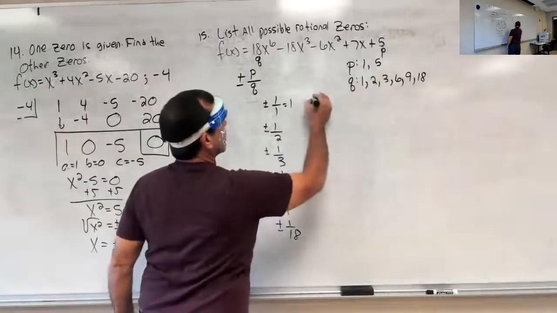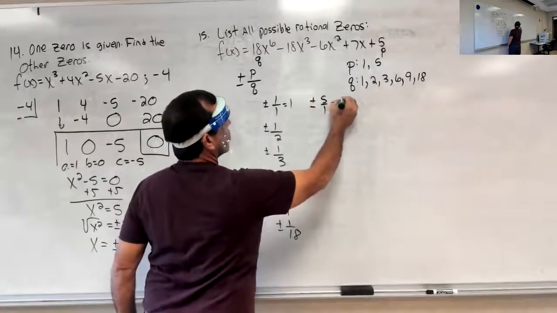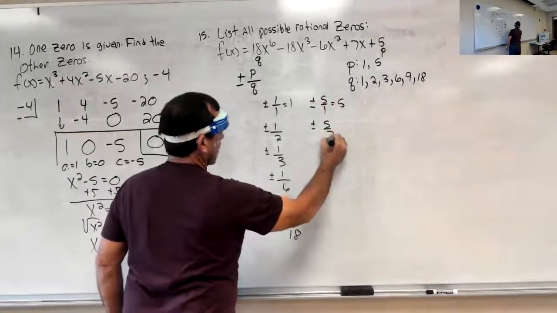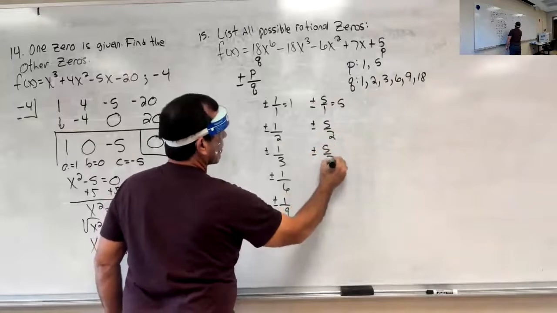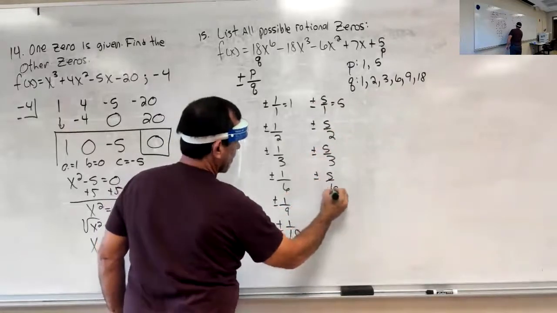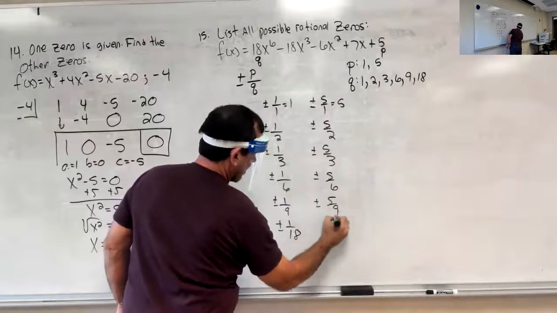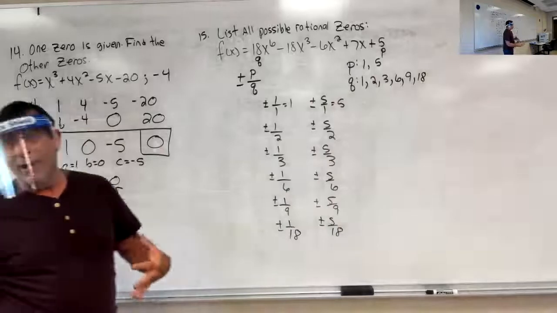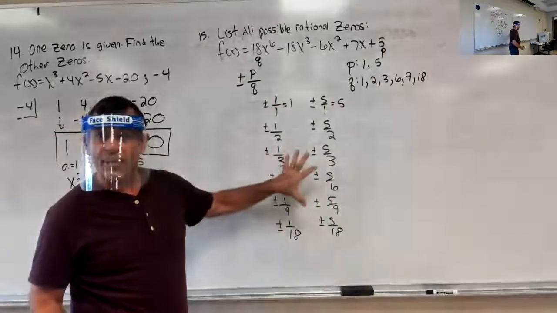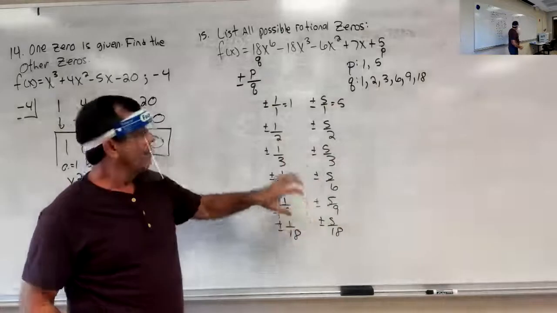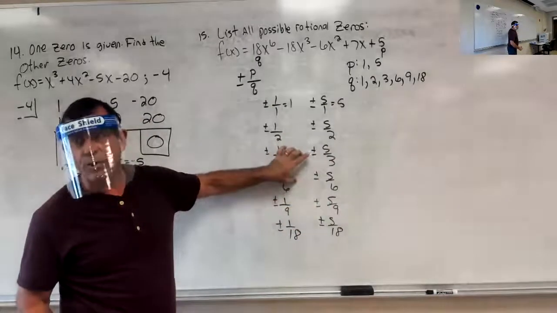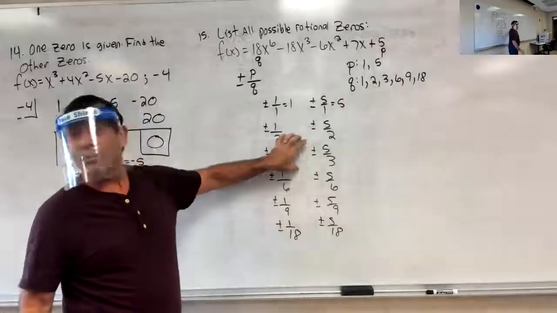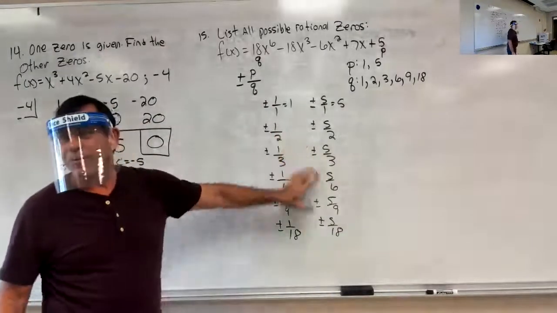So the 5 is the next figure on top. So 5 over 1 could be a 5. And then what? 5 over 2, 5 over 3, 5 over 6, 5 over 9, 5 over 18. Okay. So without graphing it, there's 12 combinations, but each of them could be plus or minus. That's 24 possible zeros you could run through synthetic division until you found that first zero. So that's why I went to graphing them, because you don't want to do this 24 times.